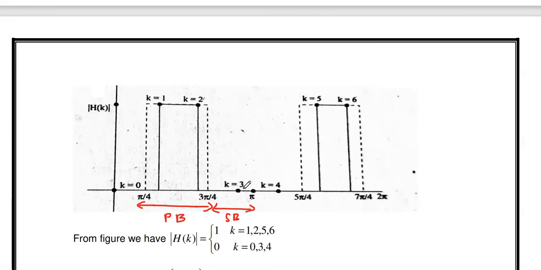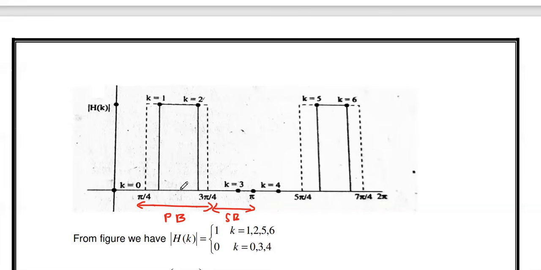And again, you know, all FIR filters are symmetric, as well as periodic. After this pi, the response keeps repeating in the same shape. So after pi, from pi to 5 pi by 4, it is a stop band. 5 pi by 4 to 7 pi by 4, it is a pass band. After that, up to 2 pi, it is a stop band. This is the thing.